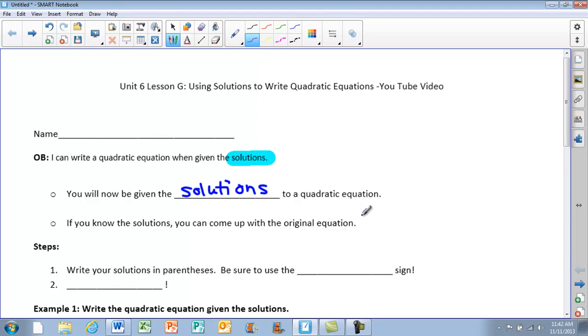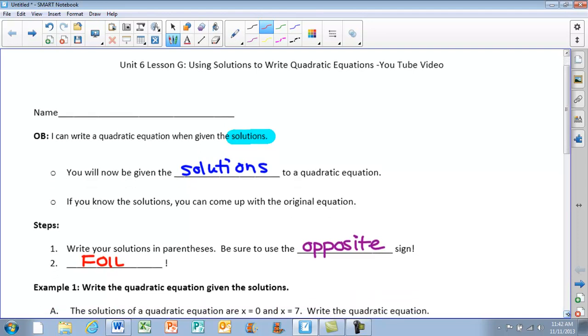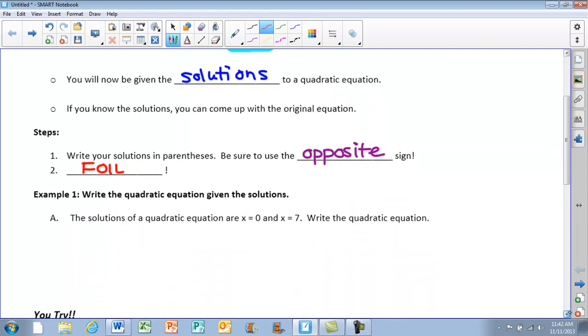The nice thing is we only have two steps here. The first step is to write your solutions in parentheses. The main thing here, though, is you need to make sure to use the opposite sign when you go ahead and write those in parentheses. Your next step is then, once you have your parentheses, all we have to do is FOIL that out. So let's go ahead and take a look at our first example.